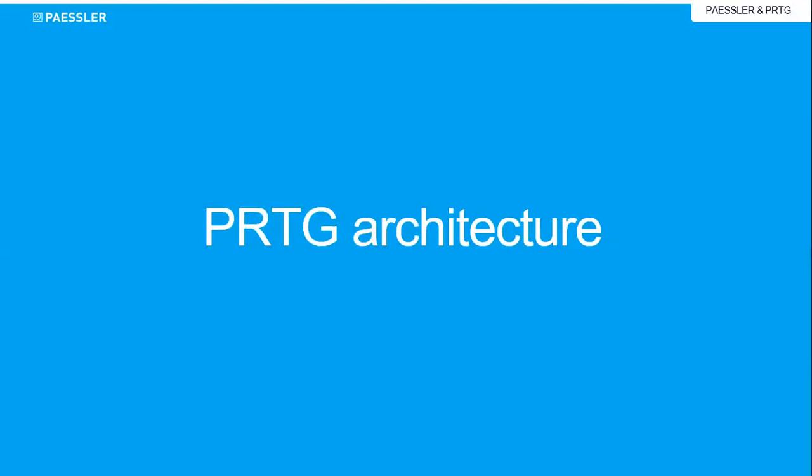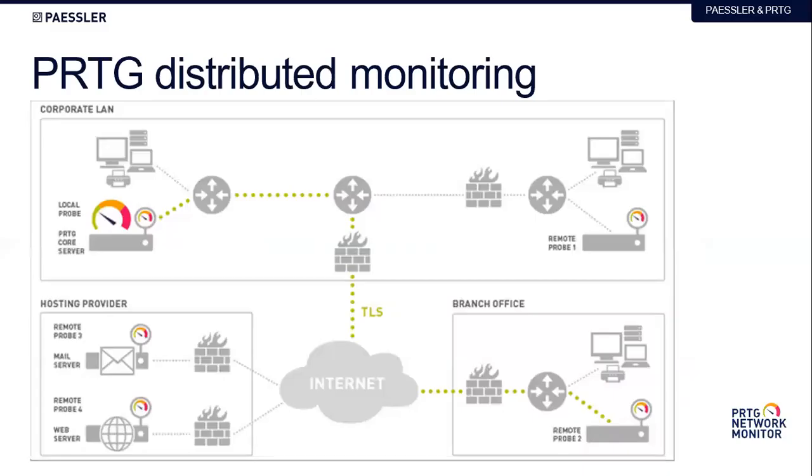Next will be the PRTG architecture. Just now I mentioned that PRTG supports distributed monitoring. As you can see, we have our own core server, which acts as a local probe and gathers all the device information into the core server itself. If you want to install remote probes at the branches and the hosting provider, you may do so. The remote probe becomes a gateway that collects all the information from that particular branch and sends it back to your HQ PRTG core server.